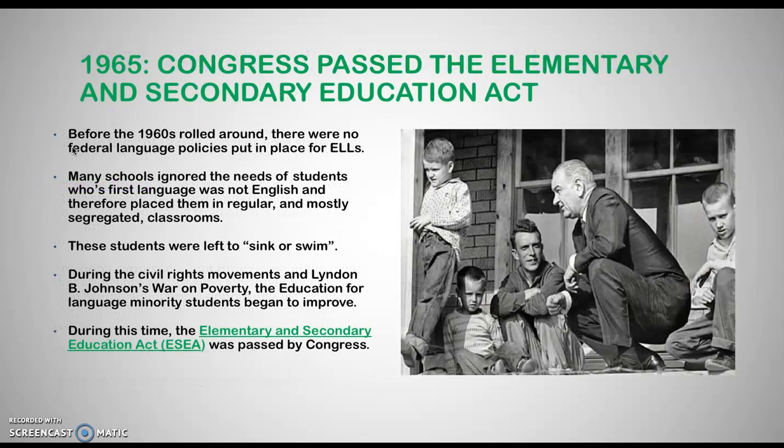Next, we'll go into the year 1965. During this year, Congress passed the Elementary and Secondary Education Act. Before the 1960s rolled around, there were no federal language policies put in place for ELLs. Many schools ignored the needs of students whose first language was not English, and therefore placed them in regular and mostly segregated classrooms. These students were left to sink or swim in terms of learning. During the Civil Rights Movement and Lyndon B. Johnson's War on Poverty, the education for language minority students began to improve. During this time, the Elementary and Secondary Education Act, ESEA, was passed by Congress.